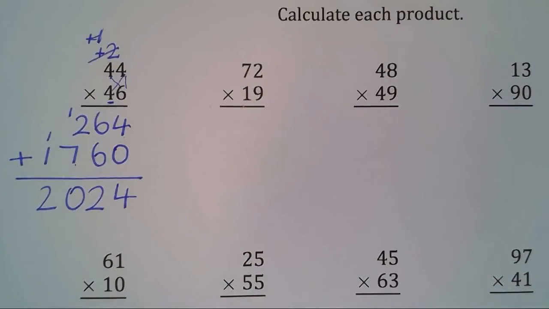72 times 19. Multiplication, one of those skills you really need to be pretty solid at to help you with other areas of your maths. Go through the same process every time.